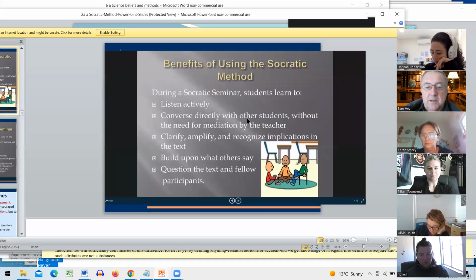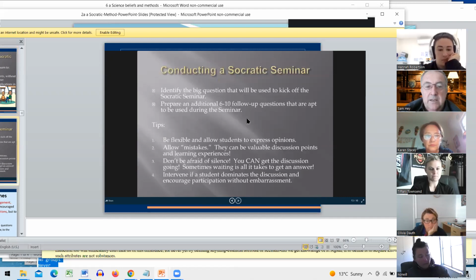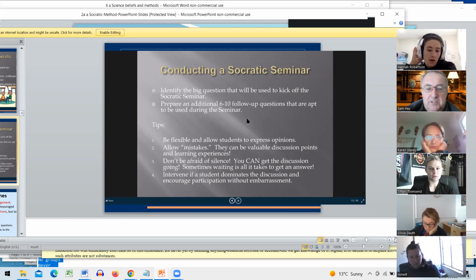Conducting a Socratic seminar, you get the students to sit round, and it might be just 2 students asking questions of one another, or it might be 3 or 4 in groups. And then we ask questions, come up with discussion, ask more questions. It's important to be flexible, to allow students to express their opinions, allow mistakes, encourage mistakes.